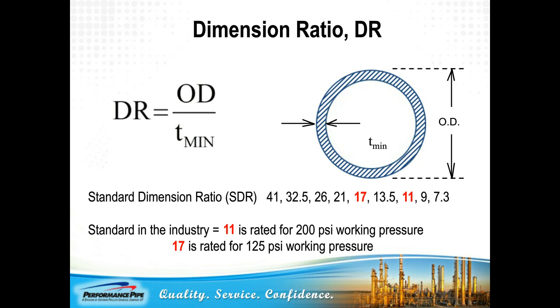Dimension ratio, or DR. In addition to the pipe's hydrostatic design stress, HDS, the pipe's specified dimension ratio, or DR, is used to determine the pipe's pressure rating or design pressure. Very simply, this is the outside diameter, the OD, divided by the pipe's minimum wall thickness, T. The common standard dimension ratio for most PERT pipe sizes is SDR 11, which has a 200 PSI pressure rating in water at 73 degrees Fahrenheit.